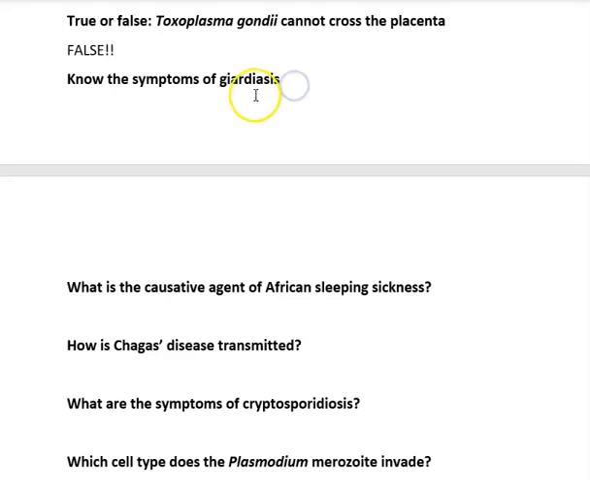I want you to know the symptoms of giardiasis. So this is going to be abdominal pain, diarrhea, flatulence.